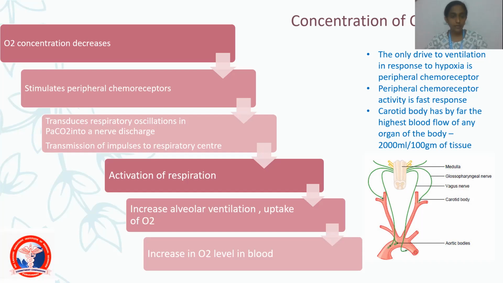So whenever we face hypoxia, these peripheral chemoreceptors are stimulated. Where are these? Yes, it's in the carotid and the aortic body. So this in turn will transmit the impulse to the respiratory center. There will be activation of respiration. The DRG and VRG will be stimulated in such a way that there will be an increase in the alveolar ventilation. So there will be uptake of oxygen and an increase in the oxygen level in blood. So hypoxia is corrected via all these processes.